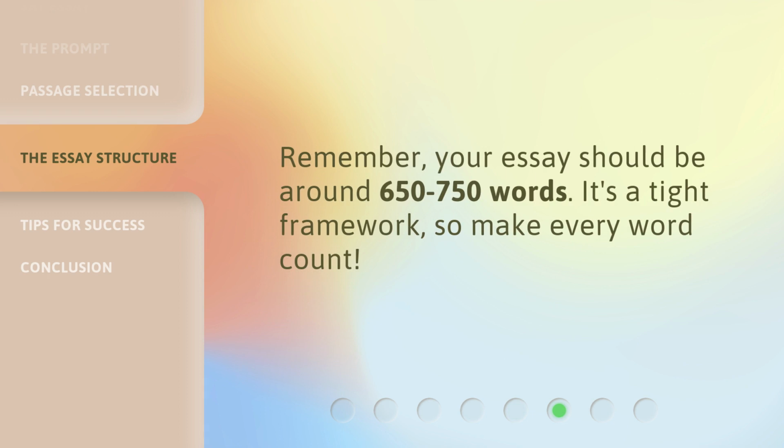Remember, your essay should be around 650 to 750 words. It's a tight framework, so make every word count.